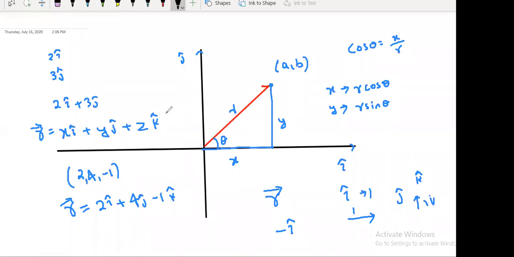Got it? समझ में आया? Cap is a representation. ठीक है? Cap is just a representation to represent the direction. अगर किसी में कैप है तो it means कि उसका magnitude 1 है, and it represents only the direction of that vector. Got it? ये सबको समझ में आ रहा है?